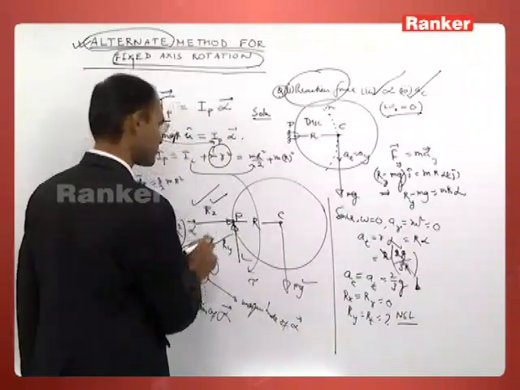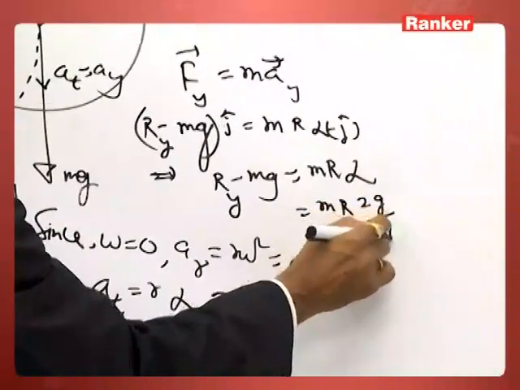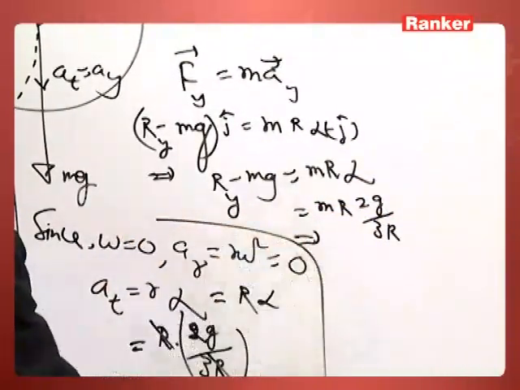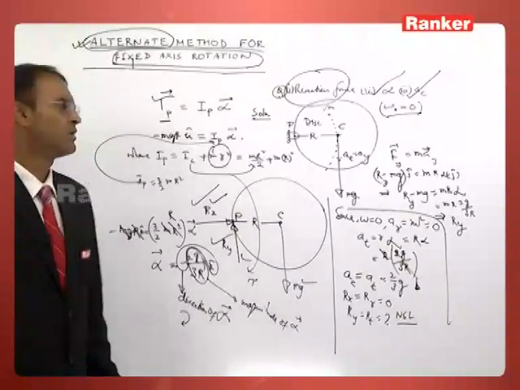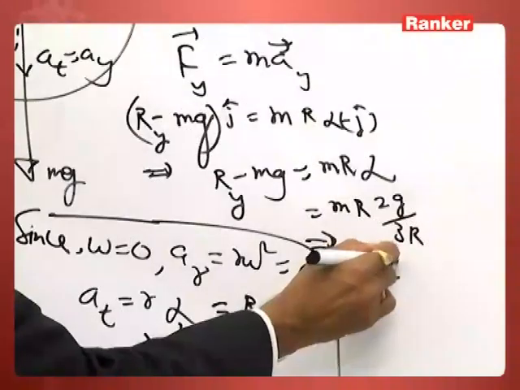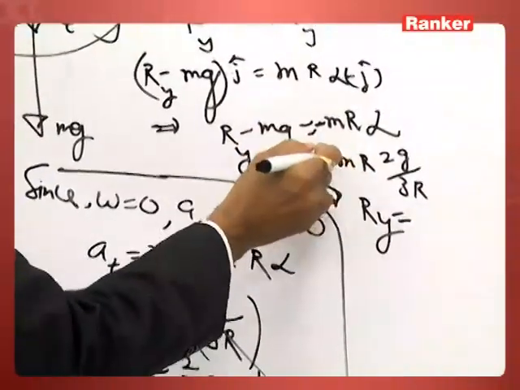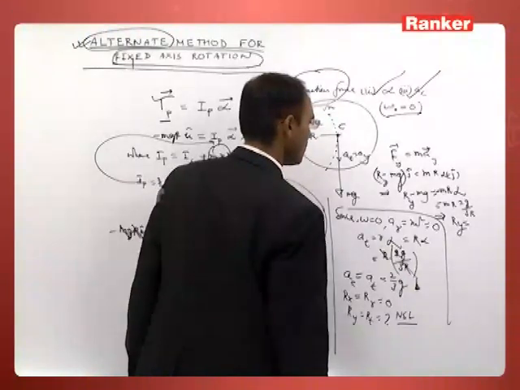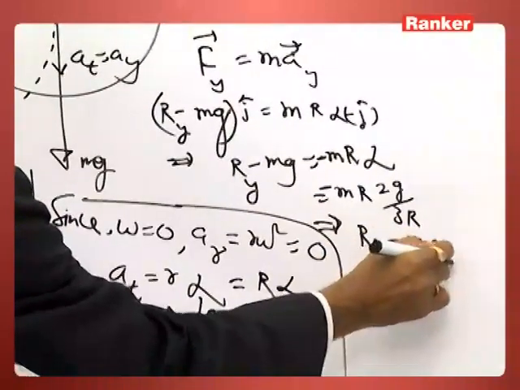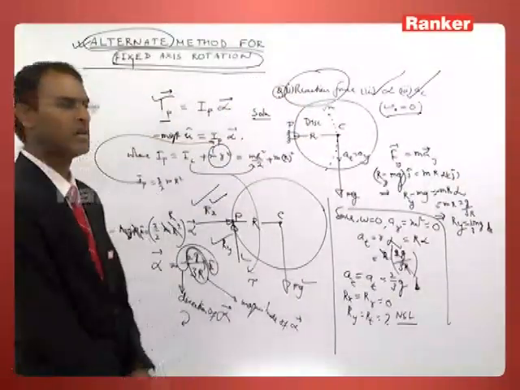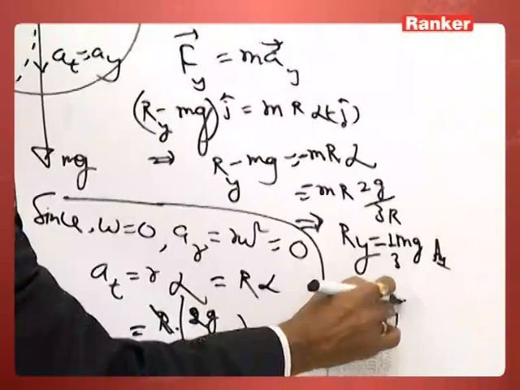Substitute the value of alpha. Magnitude, m r alpha, alpha is equal to 2g by 3r. That gives us Ry is equal to, where minus sign will be there, Ry will be equal to mg by 3. So the net reaction force is equal to Ry, that is mg by 3.